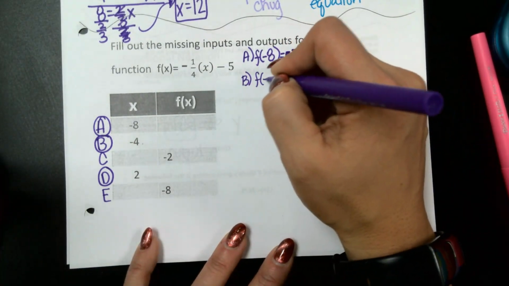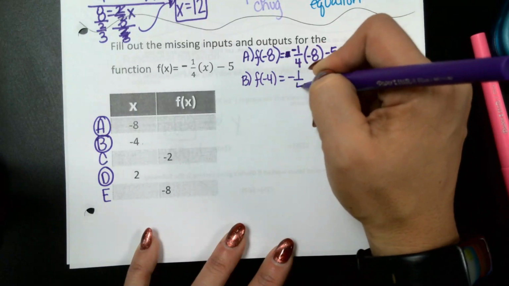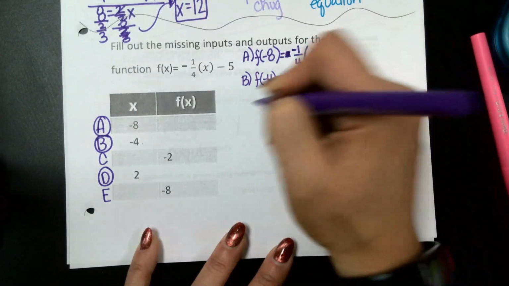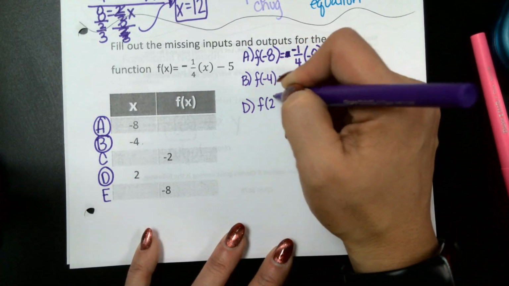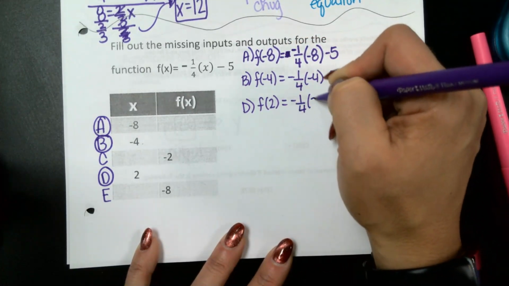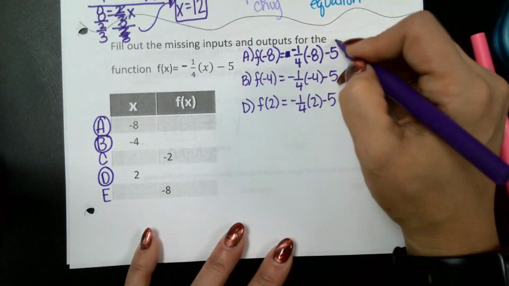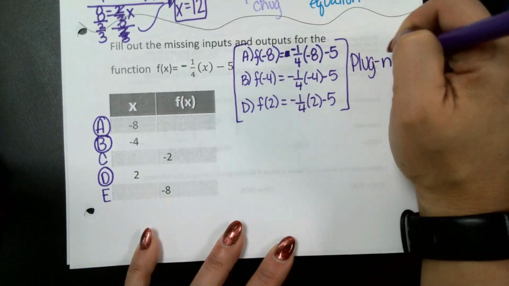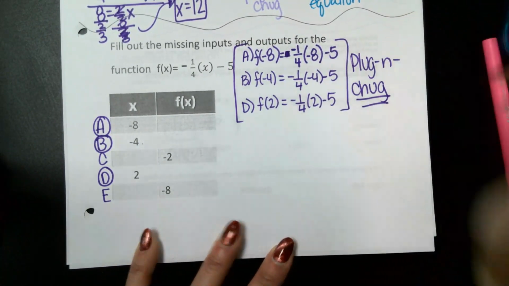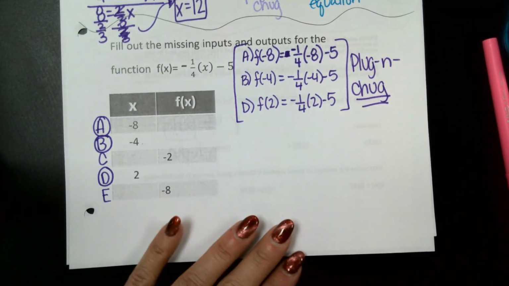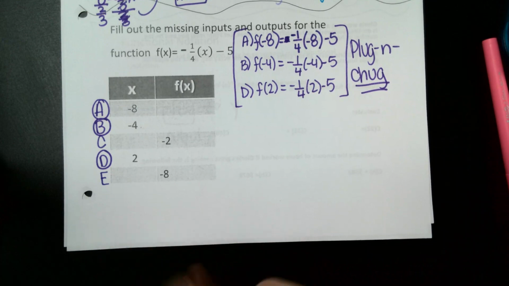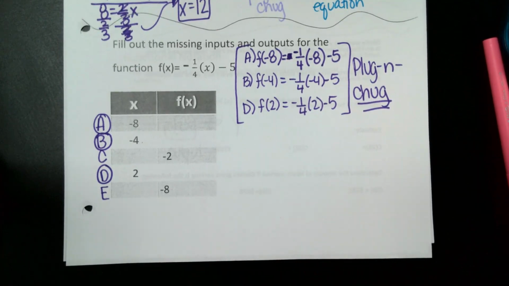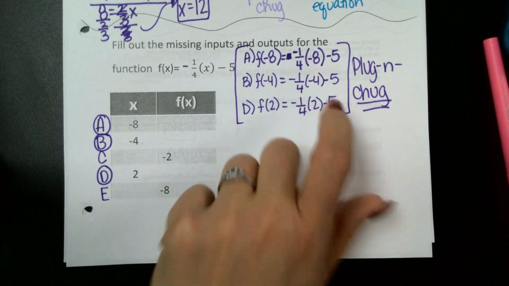A, B, and D are all plug and chug problems. So you guys should be typing all this into your calculator and getting your answers. Well, it's the same thing. You're just plugging it in. You're just changing the number every time.